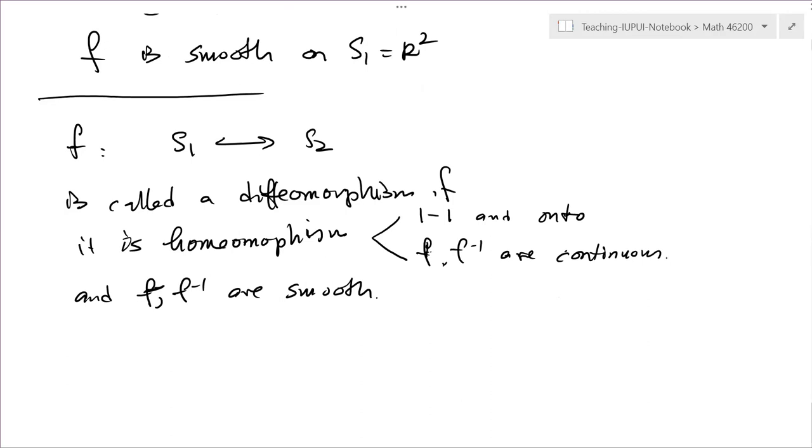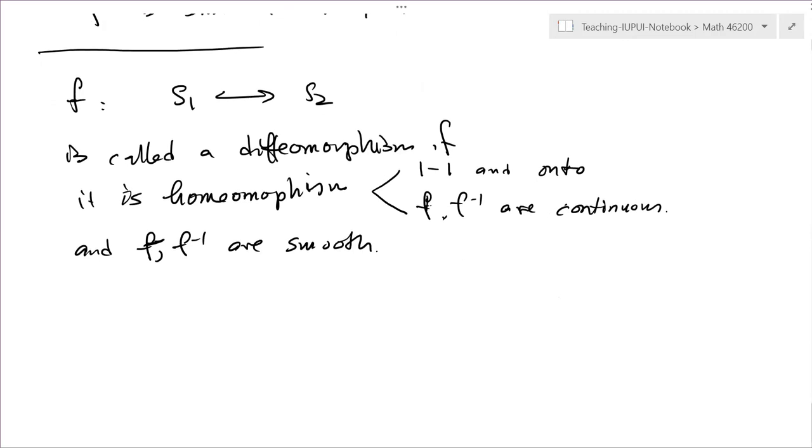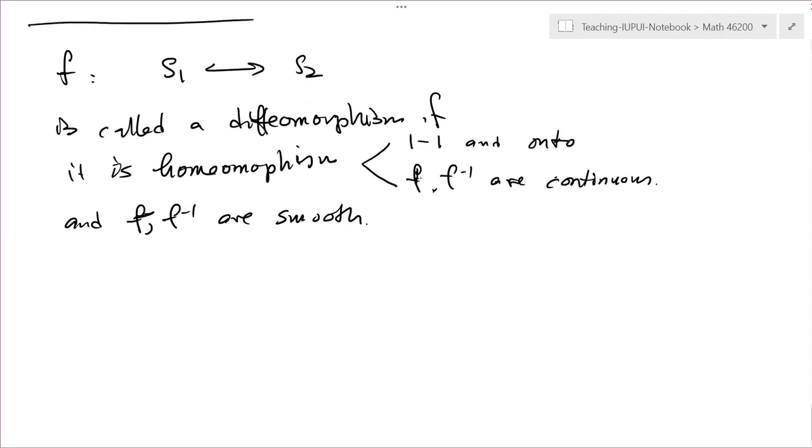And our above function F is not a diffeomorphism. The reason is F is not 1 to 1. So the above map is not 1 to 1, so it is not a diffeomorphism. It can be onto, but it's just overlapping somewhere.